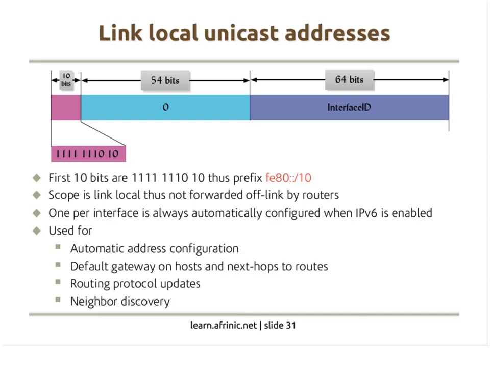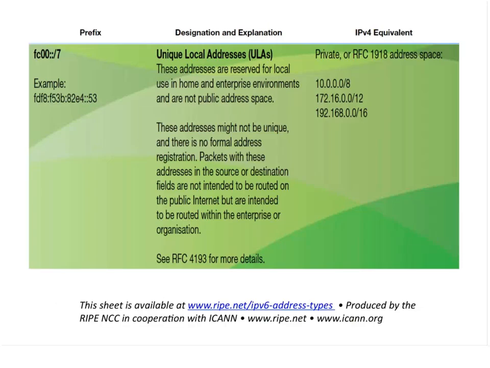These are just for the device itself and for small point connectivity, but not really something you'd use in a LAN. For those you'd want to use the unique local addresses. These are also called ULAs. Similar to the private RFC 1918 addresses, probably what you'd use in a LAN network. These addresses are reserved for local use in home and enterprise environments and are not public address space.